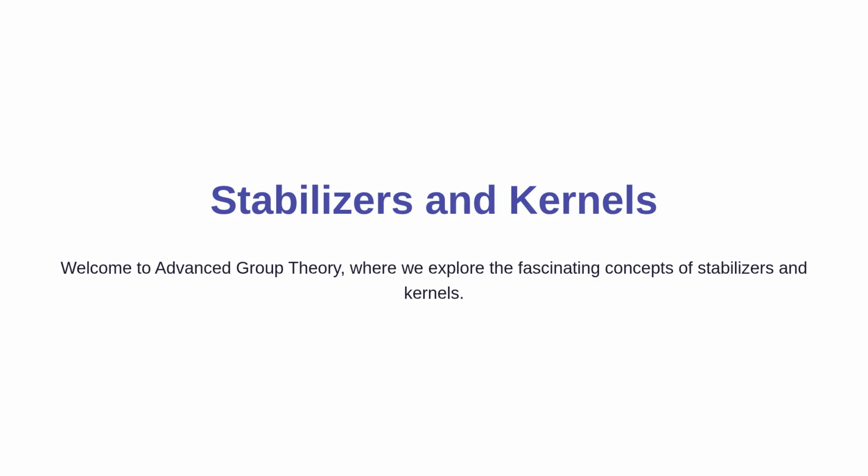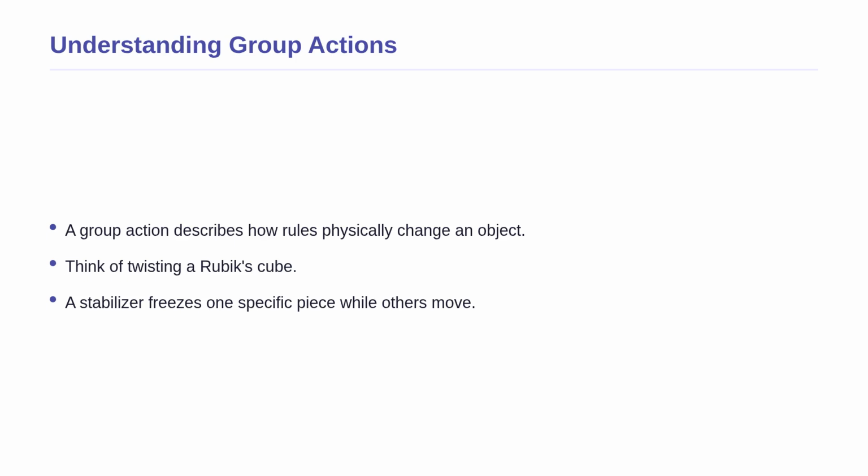Today we are going to explore two of the most fundamental and fascinating concepts in abstract algebra, stabilizers and kernels. These ideas might sound highly theoretical at first, but they are actually the mathematical tools we use to understand symmetry in the physical world, from the structure of crystals to the behavior of complex molecules. By the end of this session, you will understand exactly how to measure what changes and, more importantly, what stays exactly the same. To begin, let us build our intuition.